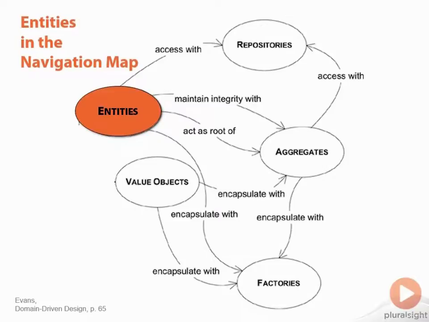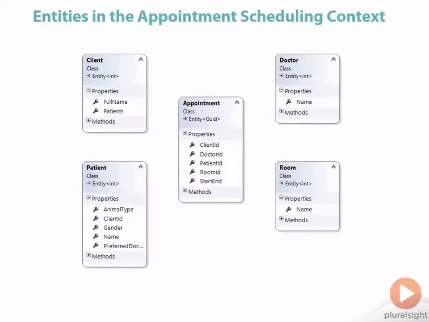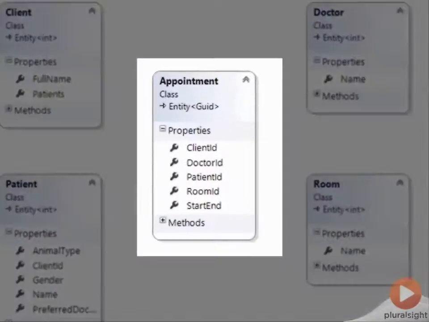As you can see from this section of the DDD navigation map, entities are pretty integral to our software. So before we can learn about these other elements, domain events, repositories, factories, and more, you should have a very good understanding of an entity. The most important entity in our model is appointment. This is what we will be creating, editing, and retrieving in the context of scheduling appointments.